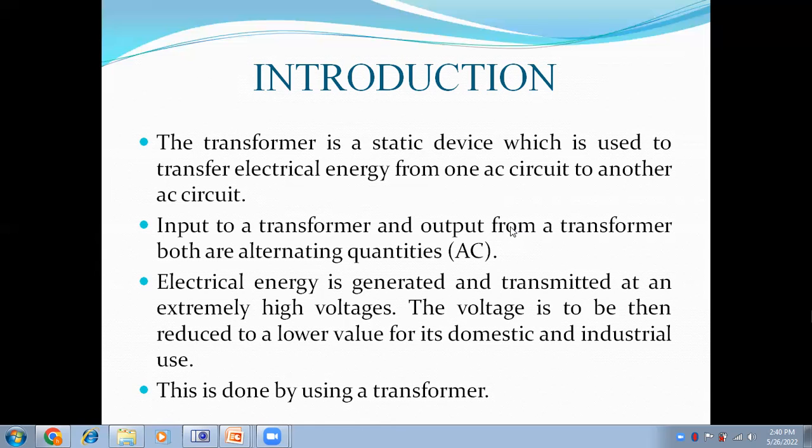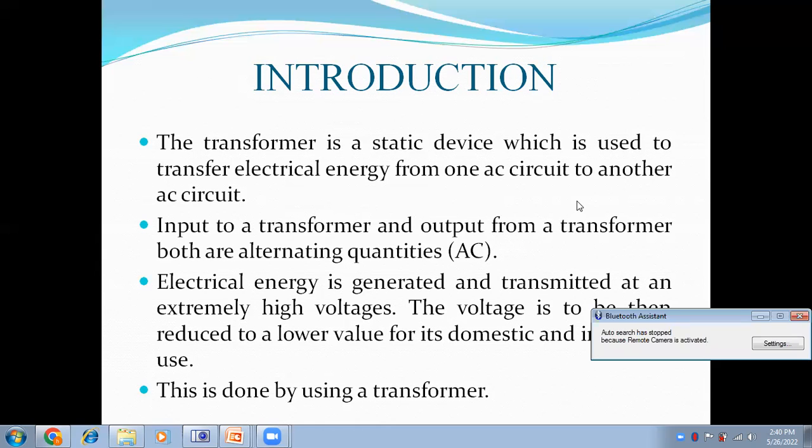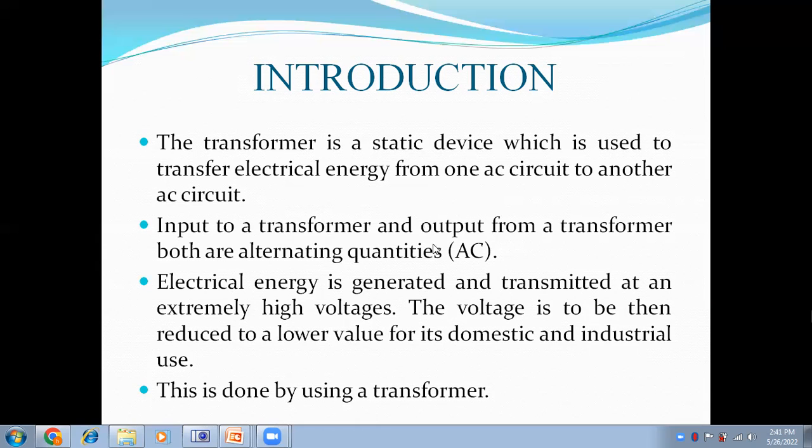So the transformer is just a static device which is used to transfer the electrical energy from one circuit to another. Now, input to the transformer and output from the transformer is always an alternating quantity. It is designed only for alternating quantities.